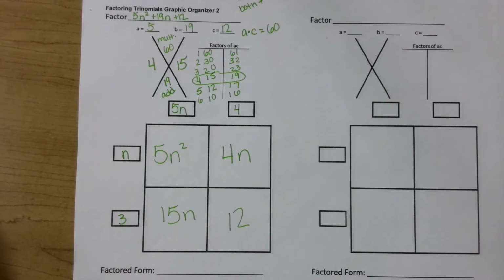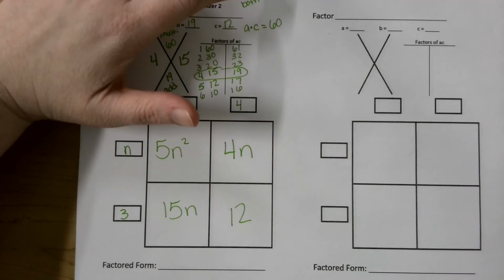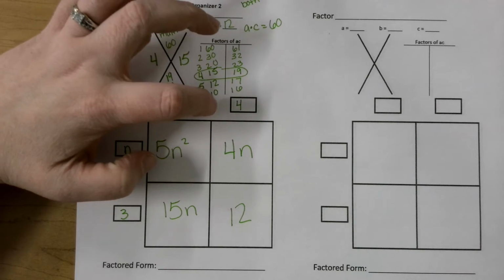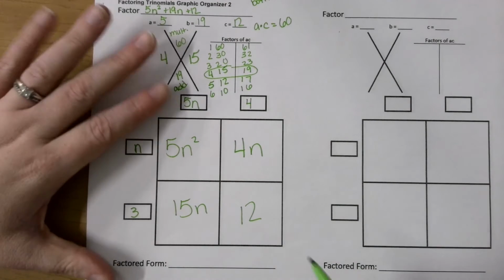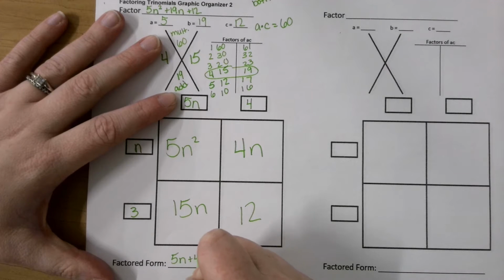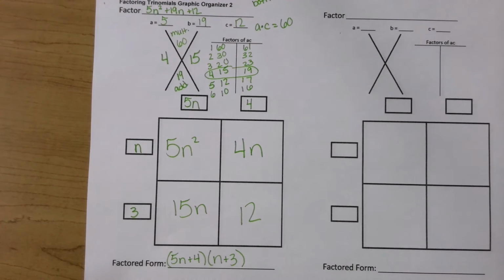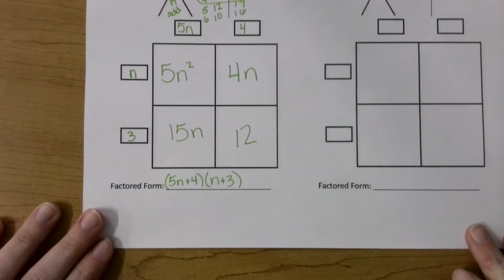All right, so I'm almost done. I actually have my two factors right here. Remember, my signs were the same and they're both positive, so I should have a plus sign and a plus sign. So my two factors are 5n plus 4 times n plus 3.